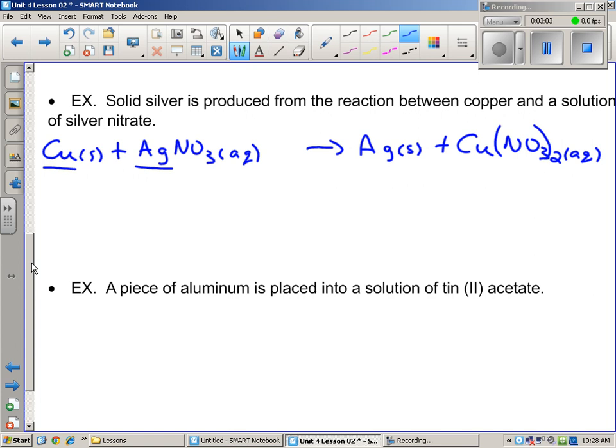That, of course, all takes place in a solution, so it's still in water. You're going to get a solid chunk of silver being produced and some copper nitrate. Balancing-wise, we've got copper, copper. We've got silver, silver. We've got one nitrate here and two there, so I need to put a 2 here: 2 nitrates, 2 silvers as well. And then you're done.